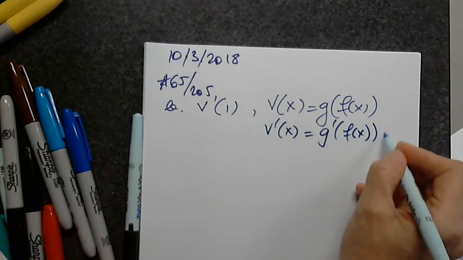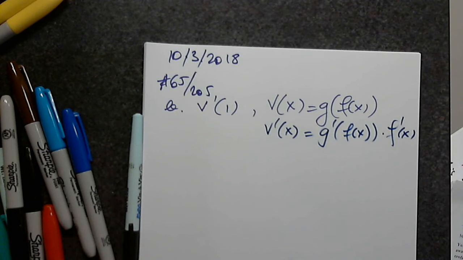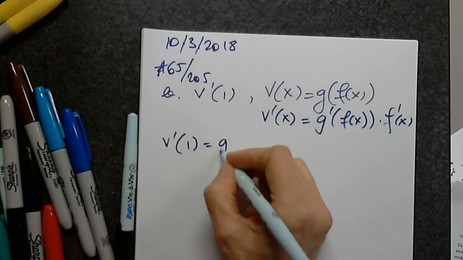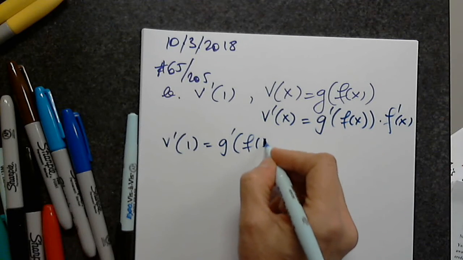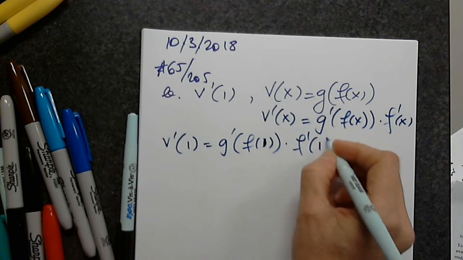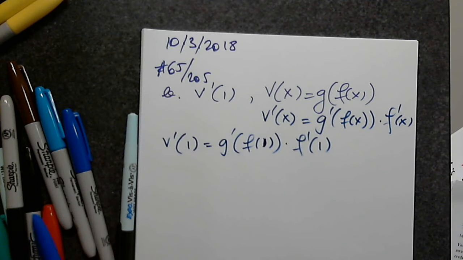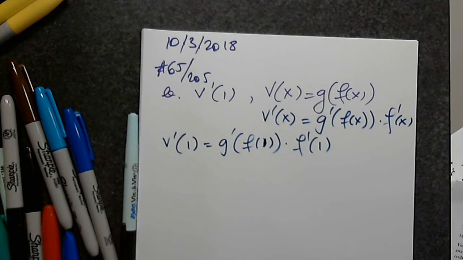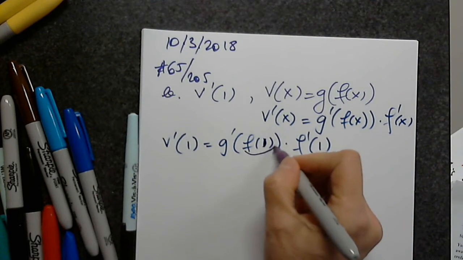prime of x multiplied by f prime of x. So now I know that v prime of 1 will be g prime of f of 1 multiplied by f prime of 1. So first, let's identify from the graph f of 1. So I look at the graph. F is in red, and I want to determine f of 1. So f of 1 appears to be 2, correct. So then this is 2.